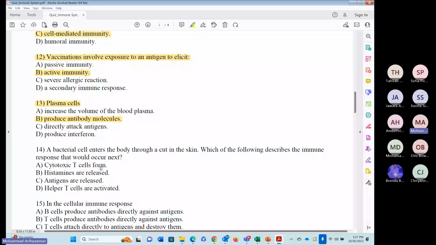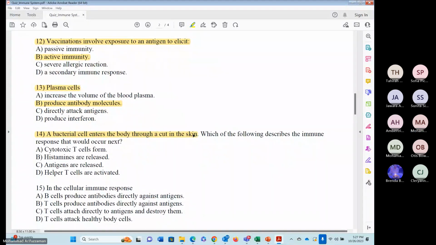A bacterial cell entered the body through a cut in the skin. Which of the following describes the immune response that would occur next? If this is an immediate, very first response, immediately after the cut, which one is the first response? Not the helper T cells activated, not antigens released. The first, histamine will be released, and histamine causes inflammation, because inflammation is part of innate immunity.